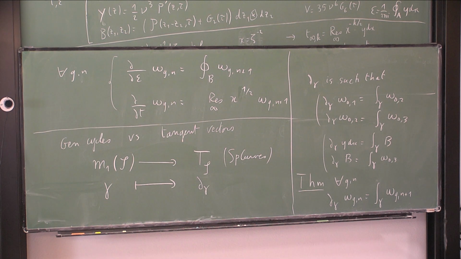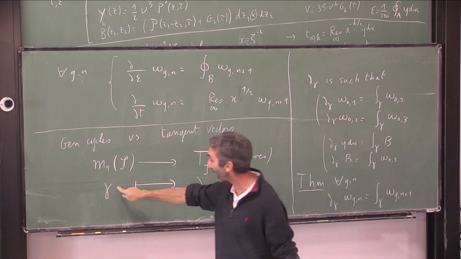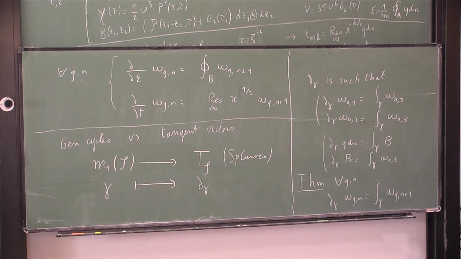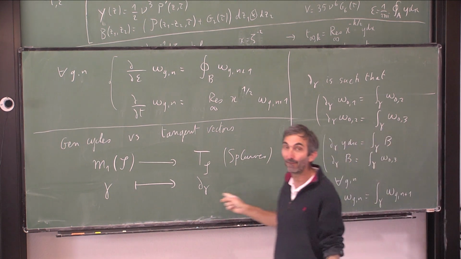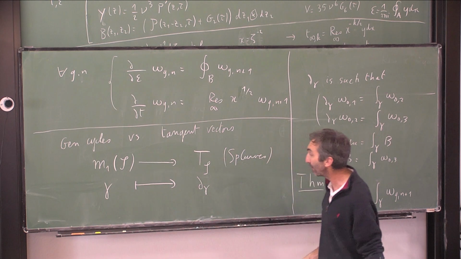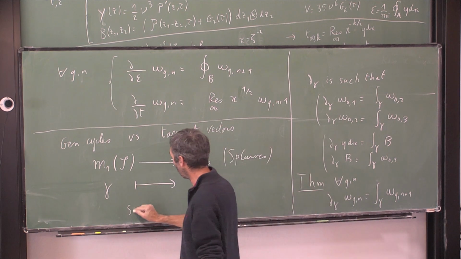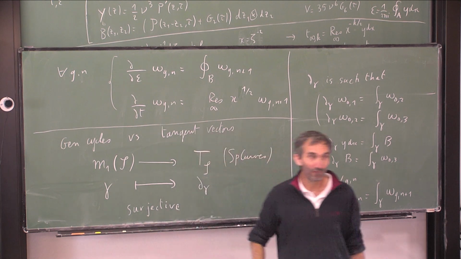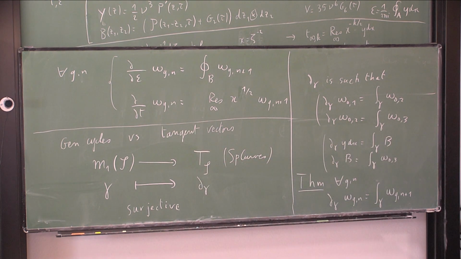So in other words, to every cycle you can associate a vector field. The inverse map is not well defined because this map has a kernel. This map is not injective, but what can be proved is that it is surjective. The proof is not straightforward. I'm finishing writing the paper, but the proof is not.